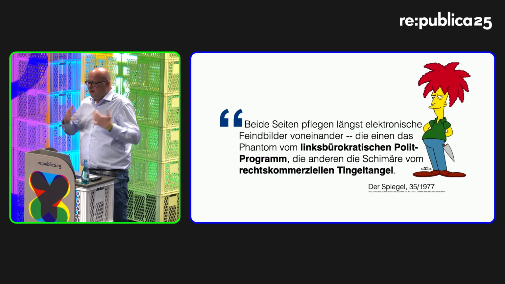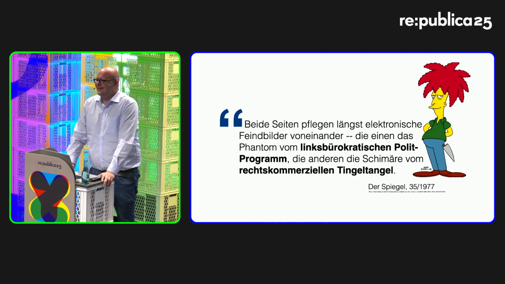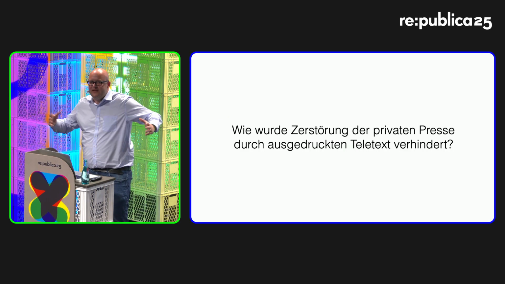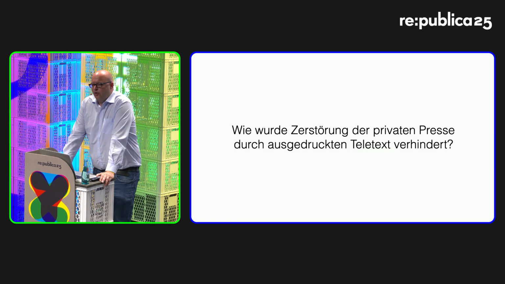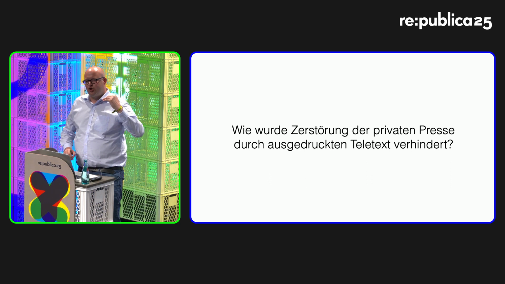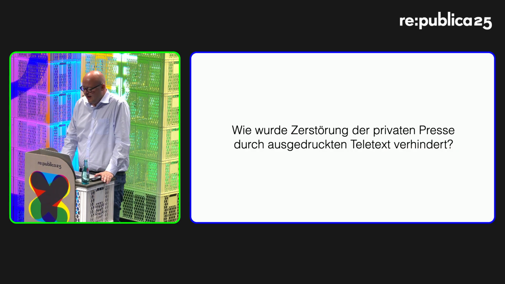So this was a real issue. This was a real point of conflict back then, between 1977 and 79, before teletext was officially introduced. So now we come to the question of how the obituaries of printed press products were premature, to say the least. So how did they prevent this?